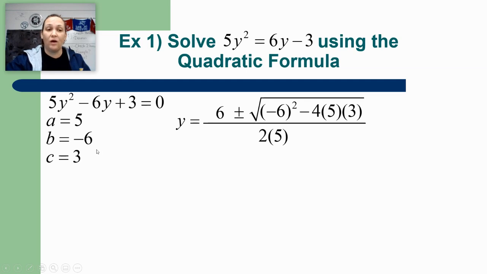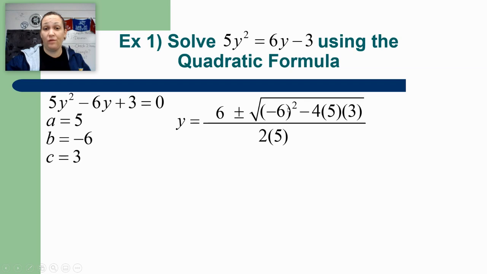One thing I want to point out, I went ahead when I said -b, since b was already negative, and I know the opposite of a negative is a positive, I went ahead and already wrote this as a +6. So yesterday I wrote it as a double negative. Today I just simplified it in my head. And it is technically the opposite of -6, okay?